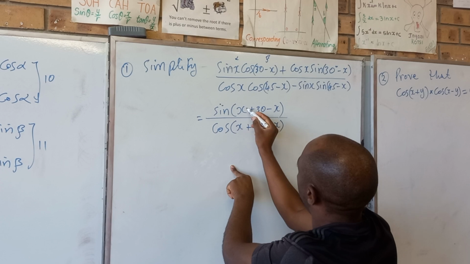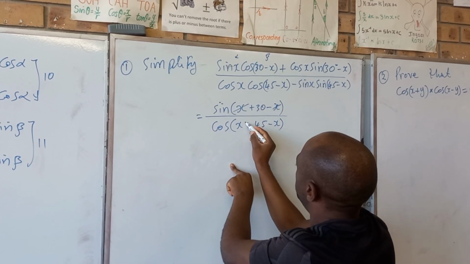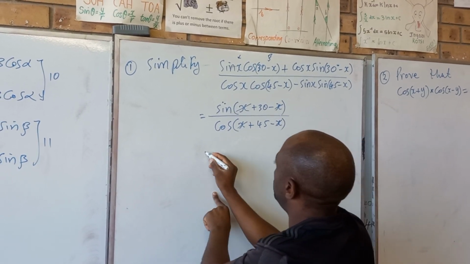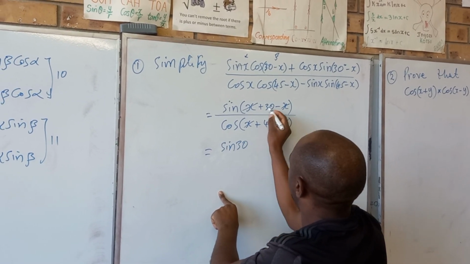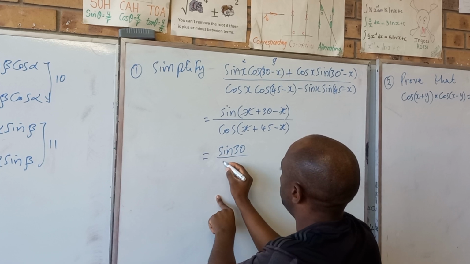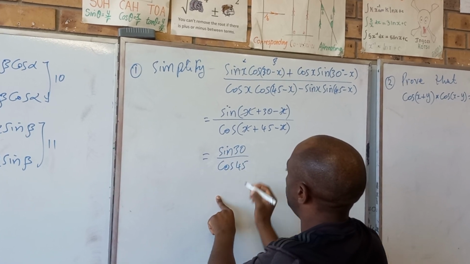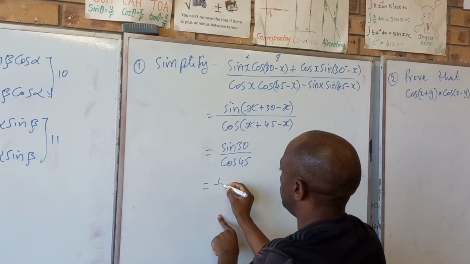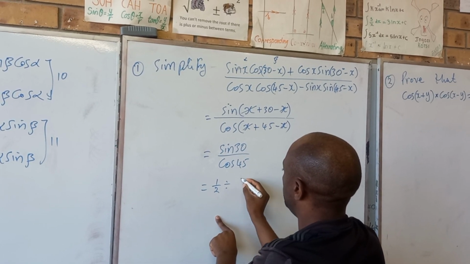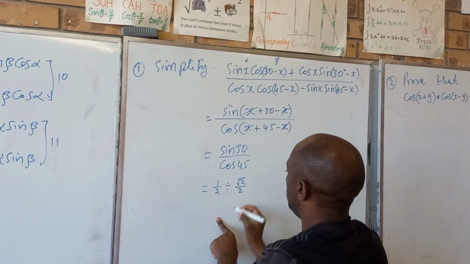Now inside the bracket, x will take care of x. The same thing at the denominator. So the numerator now will be sine 30, then the denominator will be cos 45. So 30 and 45 are special angles. Sine 30 is 1 over 2 divided by cos 45, which is root 2 over 2.